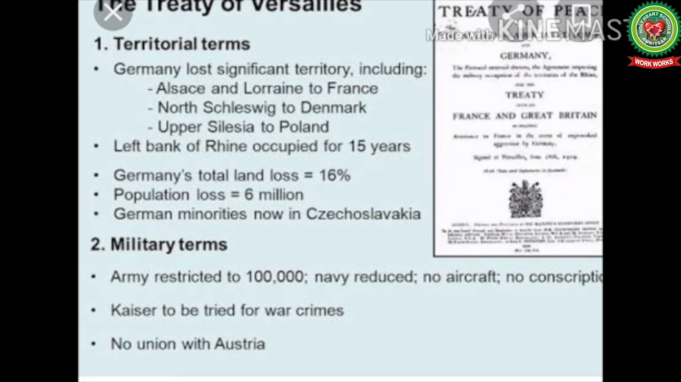We had already discussed that Germany had to lose two important places, Alsace and Lorraine, to France. North Schleswig had to be handed over to Denmark and Upper Silesia to Poland. Germany's total land loss was 16%, and German minorities were now in Czechoslovakia. Now the military terms: the army was restricted to only 1 lakh. Kaiser William II was declared a war criminal, and it was told that Germany and Austria would not make any union in future.